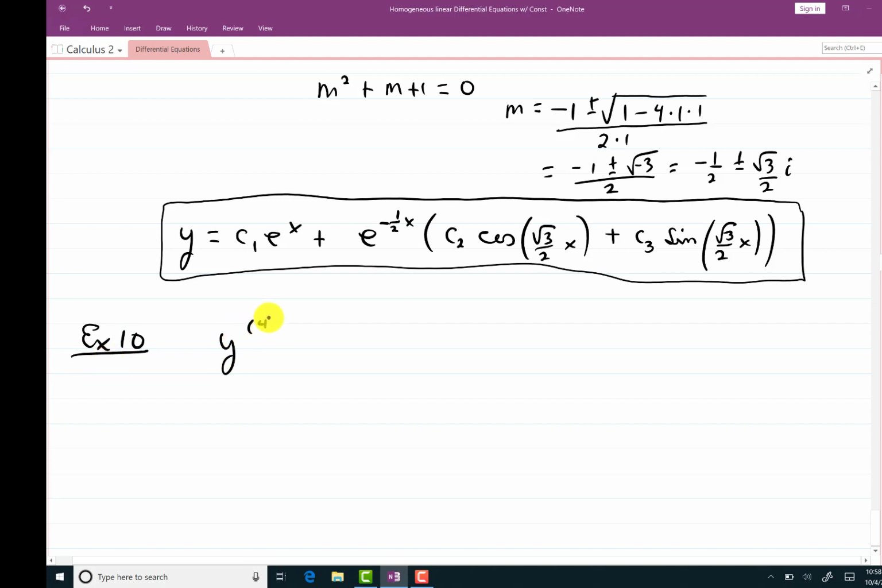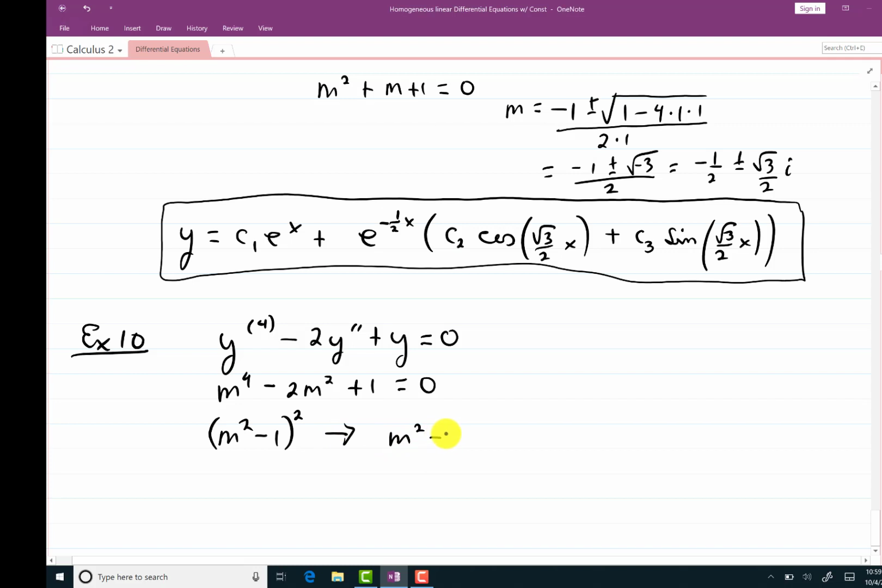Next one is the fourth derivative of y, minus 2y double prime plus y equals 0. So we go to m to the fourth minus 2m squared plus 1 equals 0. This factors to m squared minus 1 squared. I'll set m squared minus 1 equals 0. So m equals plus and minus 1.